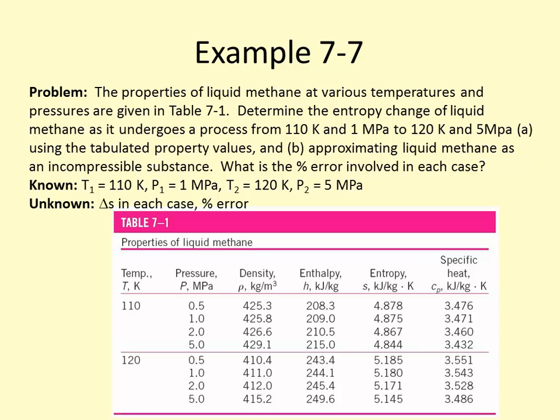Times the natural log of T2 over T1, and it's very important when you're using temperature, of course, to keep it in Kelvin. It's already given to us that way. T2 is what? 120. And T1 is 110. So what is this change in entropy? 0.303 kilojoules per kilogram Kelvin.